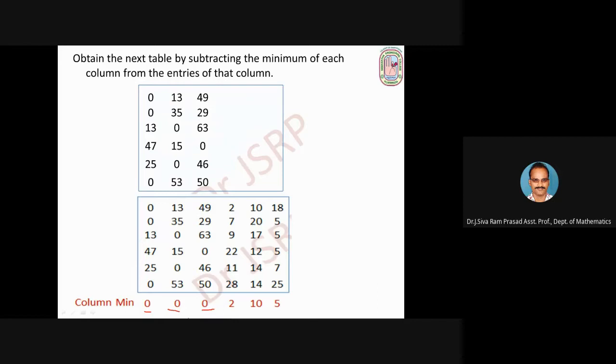Next, from fourth column, subtract 2. So 2 minus 2, 0. 7 minus 2, 5. 9 minus 2, 7. 22 minus 2, 20. 11 minus 2, 9. 28 minus 2, 26.